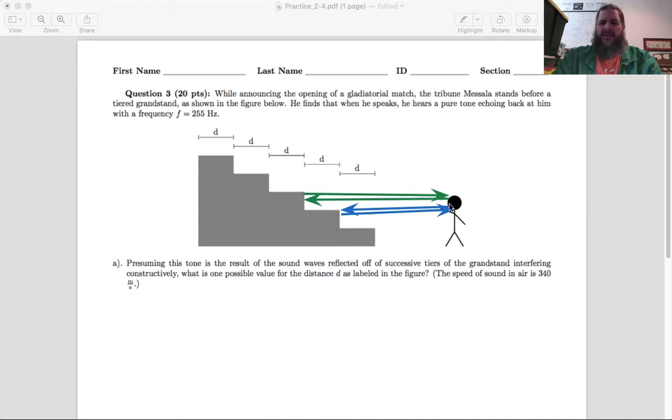So let's start by just comparing the sound wave that gets to the first step and bounces back, and then the sound wave that gets to the next step and bounces back. Or I guess in this diagram, it's the second step and the third step. But the important thing is it's two adjacent steps. So let's call those sound wave number 1 and sound wave number 2.